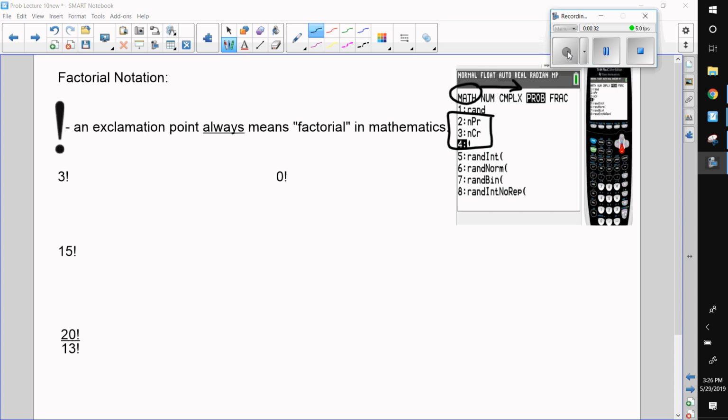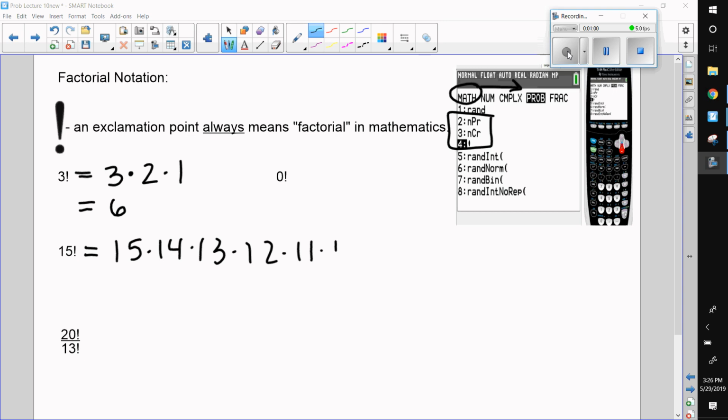So starting with that exclamation point, you should be able to get the value, but knowing where it comes from is also important. The factorial means that you're going to start with the number in front of the exclamation point and then multiply all the way down to 1. So 3 times 2 times 1 is what it's telling you, which is just going to be 6. If I do it with 15, now I've got even more to do. I've got 15 times 14 times 13 times 12 times 11 times 10 times 9 times 8, 7, 6, 5, 4, 3, 2, and 1.